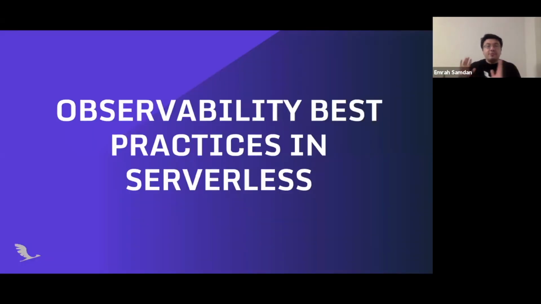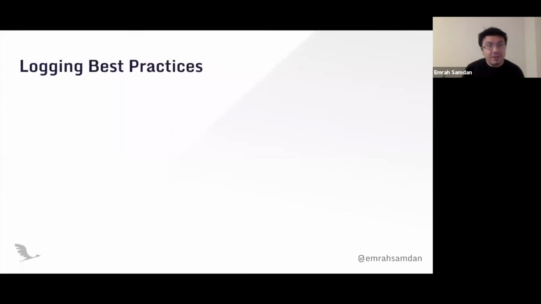So let's talk about what the observability best practices in serverless are. I will start with the most ancient one, logging. So in serverless, what you have is in CloudWatch, it's actually very hard to interpret the logs.